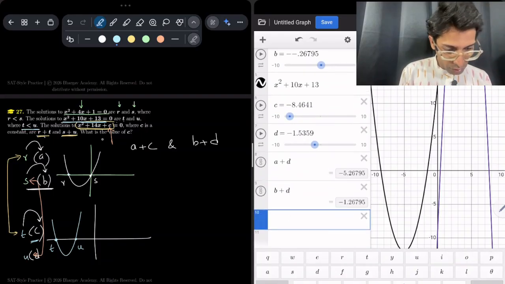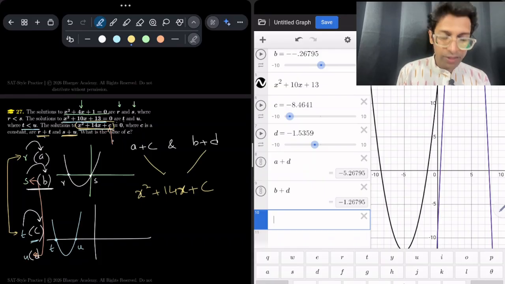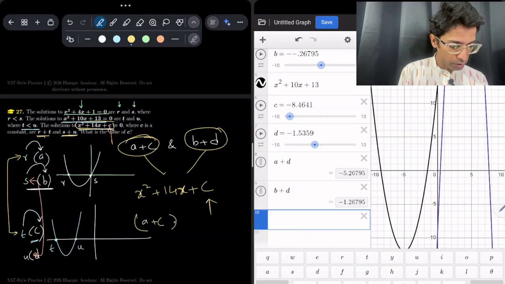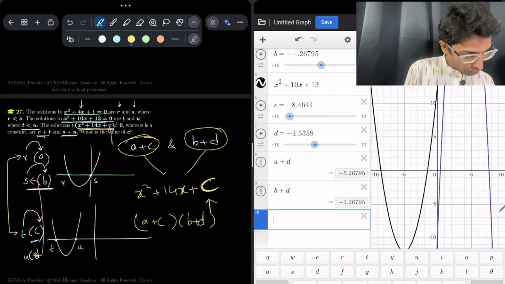Now what I should be doing, he's asking me, so let me write down this equation for you. X square plus 14x plus c. He's asking me the roots of this particular equation are a plus c and b plus d, and he's asking me the value of c. I know that the product of the roots should be equal to the constant. So ultimately I want to find the value of a plus c into b plus d. That will give me the value of this c.